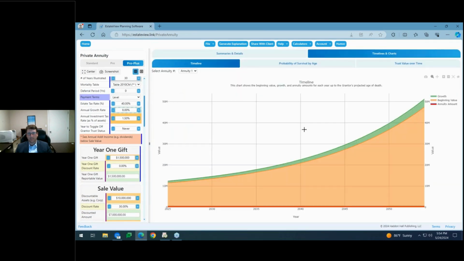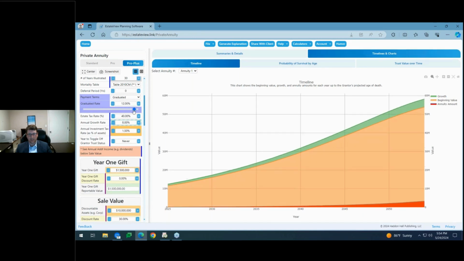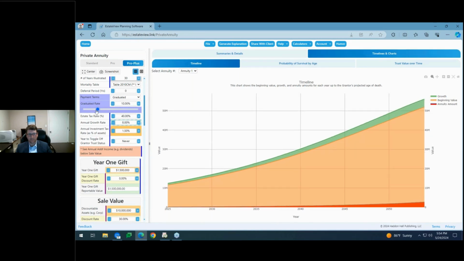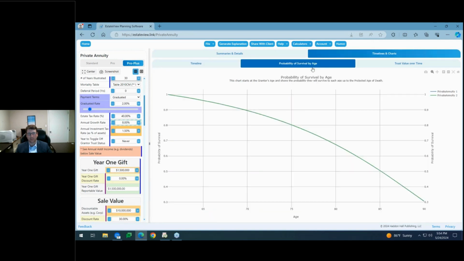And then finally, we have these different timelines that just show the beginning value. This is the trust in orange, the annual annuity down here at the bottom in red, and then the growth of the assets here in green. These would all adjust if we changed anything in our assumptions. So you can kind of see how it works year over year if we change different things in the timeline or in our inputs.